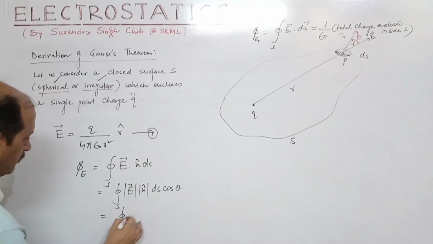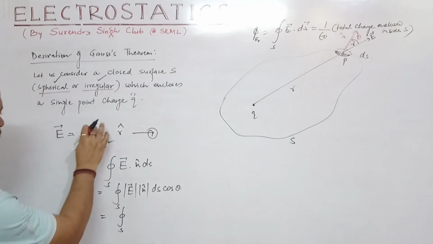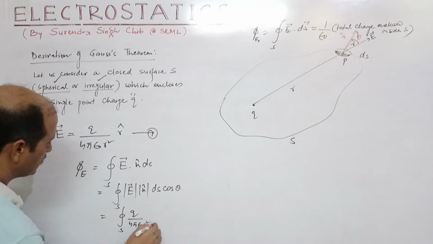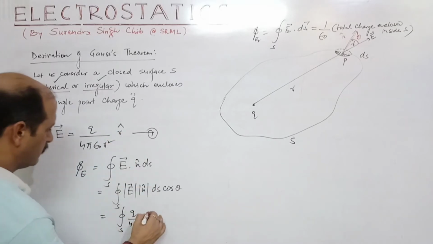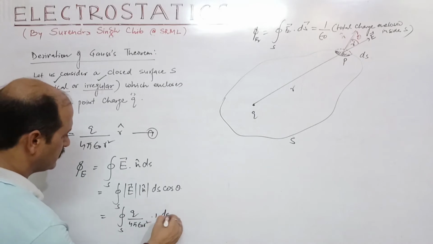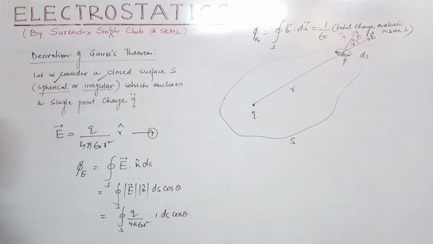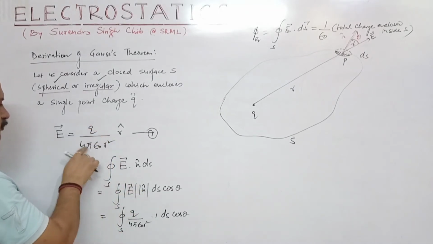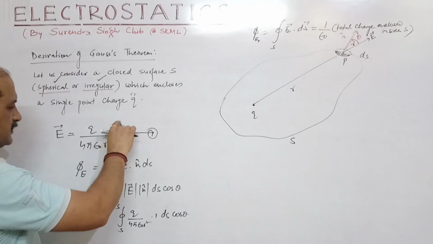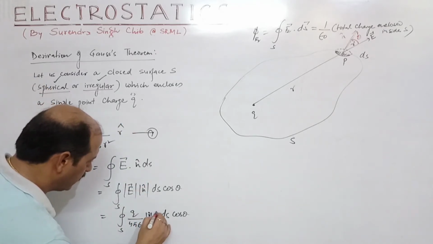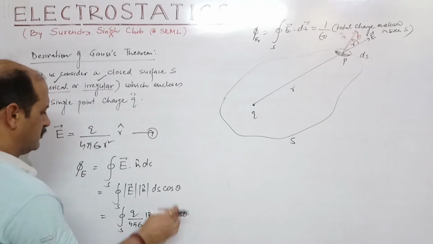Surface integral. What is mod of E? It is Q upon 4 pi epsilon naught R square. Mod of R cap is 1, n cap is 1, ds is ds cos theta. See what we have done? We have put the value of mod of E, Q upon 4 pi epsilon naught R square. What is R cap? You can take 1. Mod of r cap is 1, mod of n cap is 1, ds cos theta.